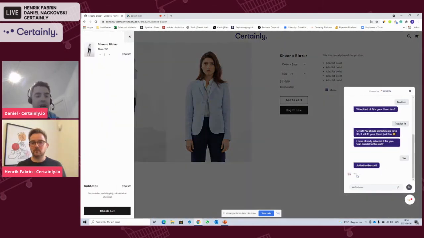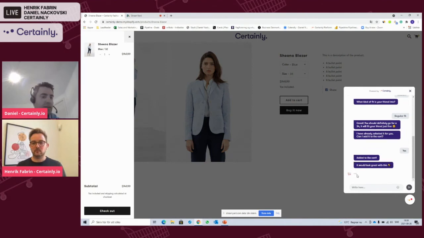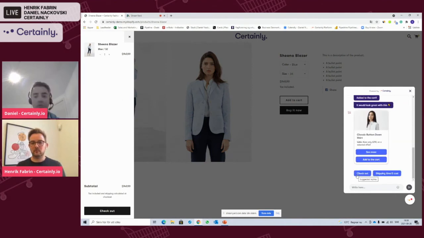Now, obviously, what happens, I see right away, it's added to the cart. And as you can see here, the bot can trigger upsells, cross-sells, or shop the look and so on, again to try to help complete this look. And of course, for a merchant, you want to increase your average order value.